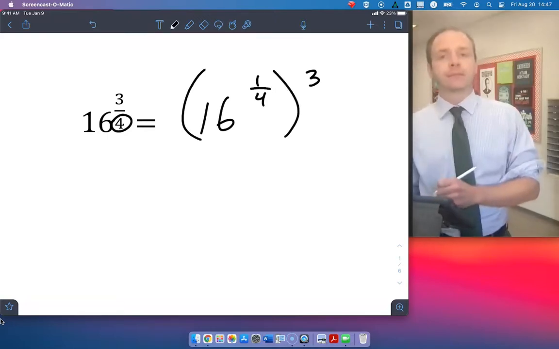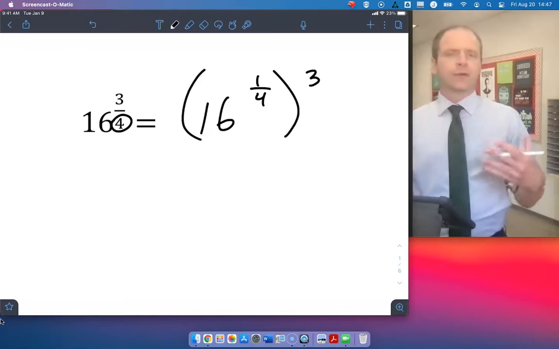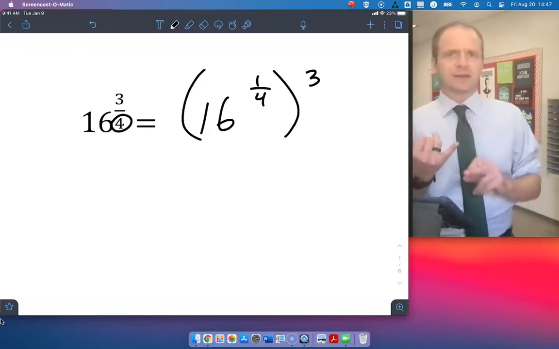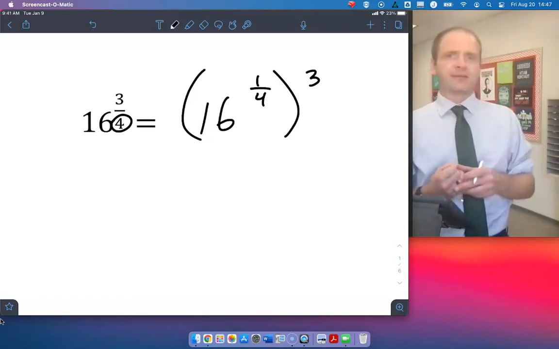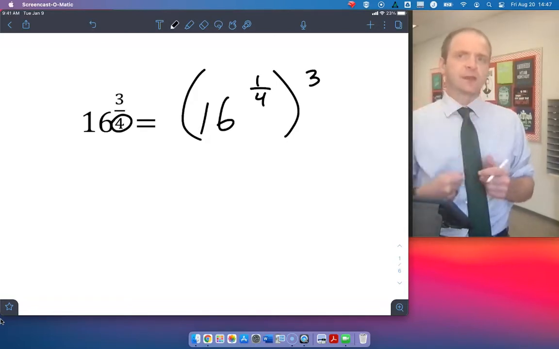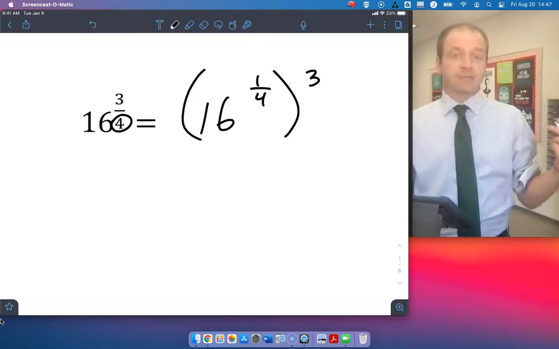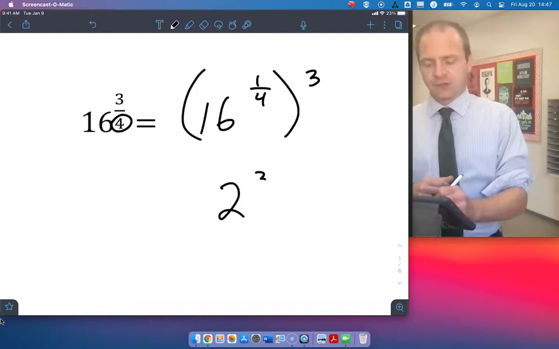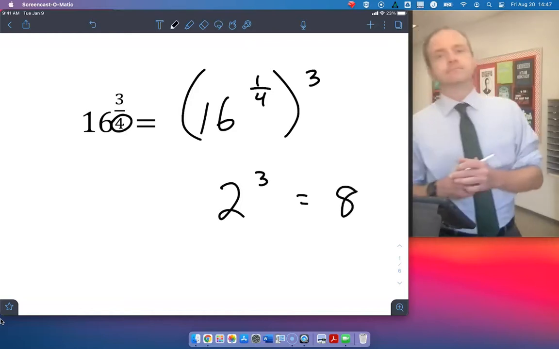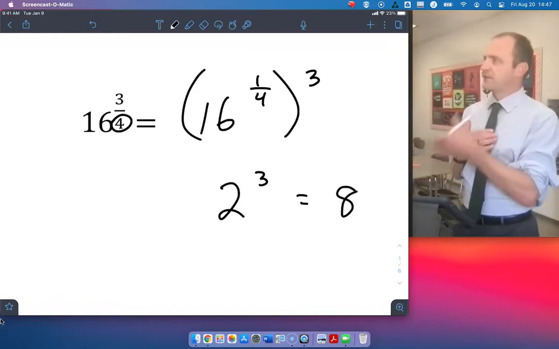and then I'm going to cube it. So the 4th root of 16, well, I take the square root of 16, which is 4, and then I square root it again. That's how you can do the 4th root pretty fast. Square root and square root. The square root of 4 is 2. So 2 cubed, which is 8. So 16 to the 3/4 simplifies into 8.